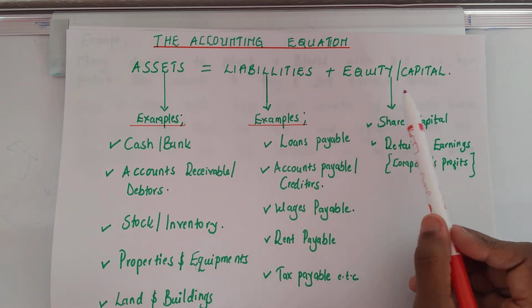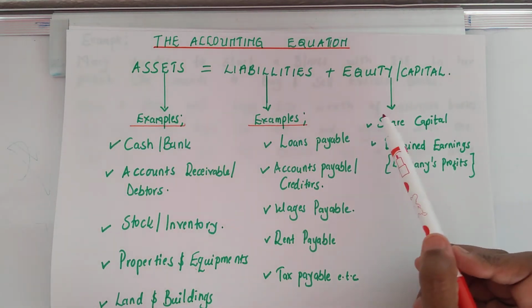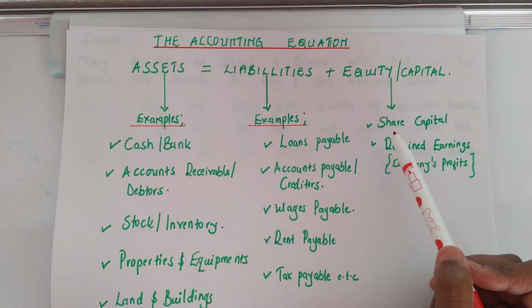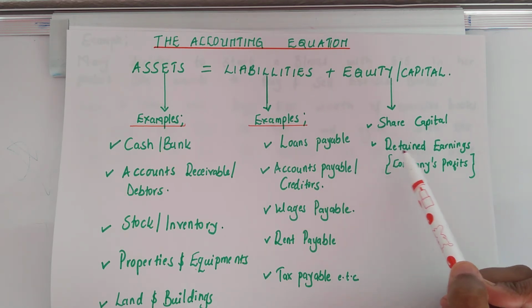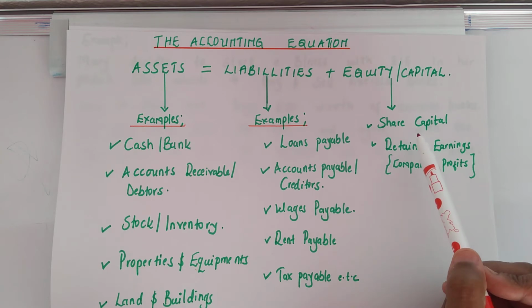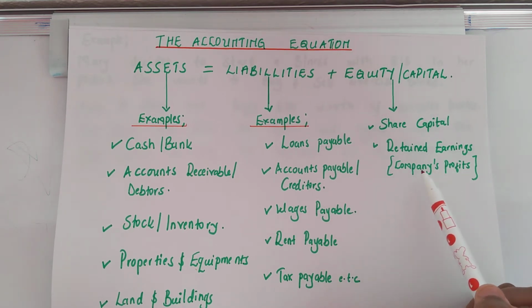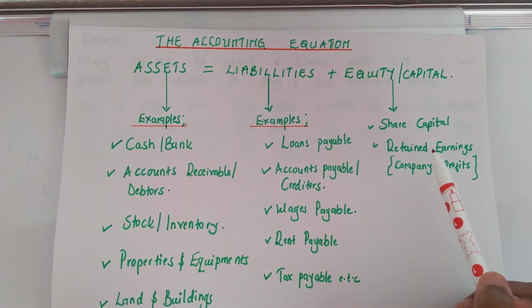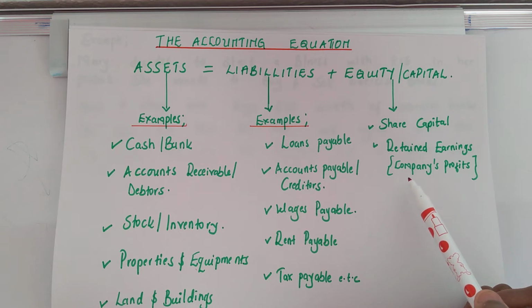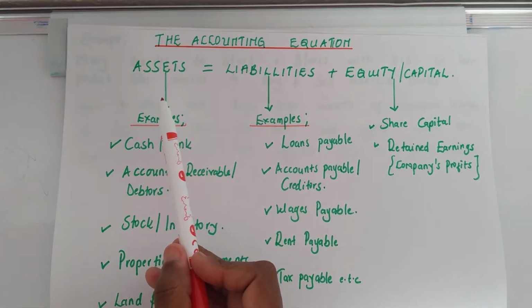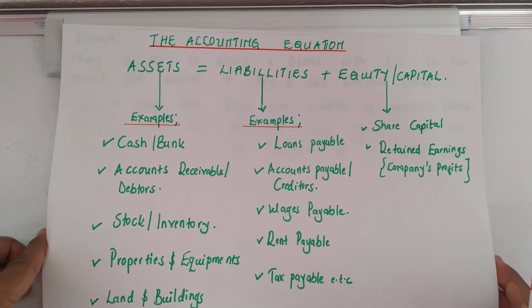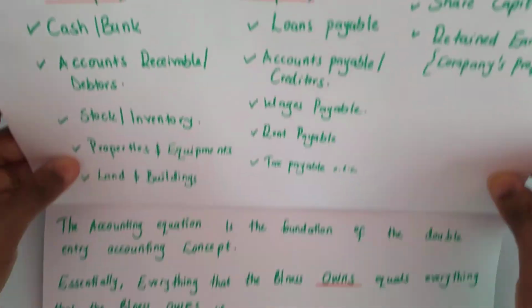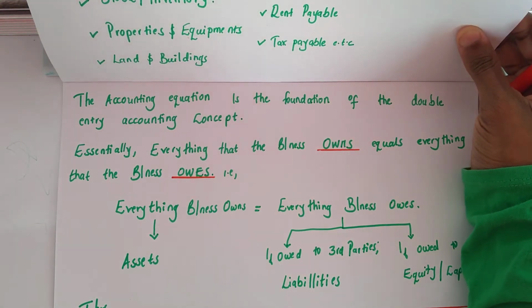And then come here to equity or capital. So equity or capital is essentially the share capital of the company, and retained earnings also form part of equity. Retained earnings are basically the company's profit. Those are retained earnings. So assets equals liabilities plus equity. That is the equation. Now let's move down here.